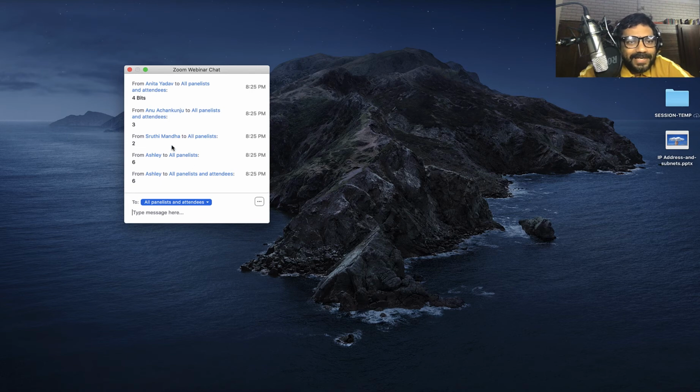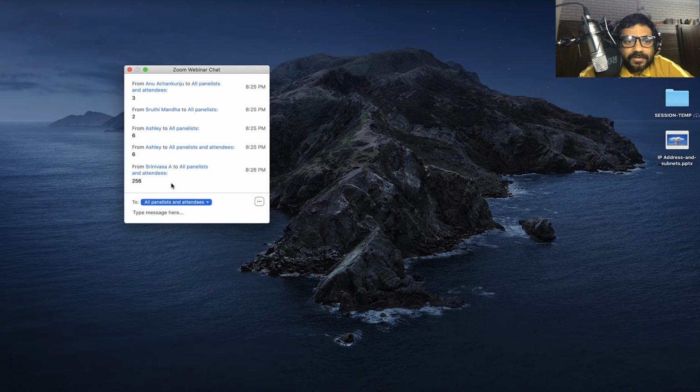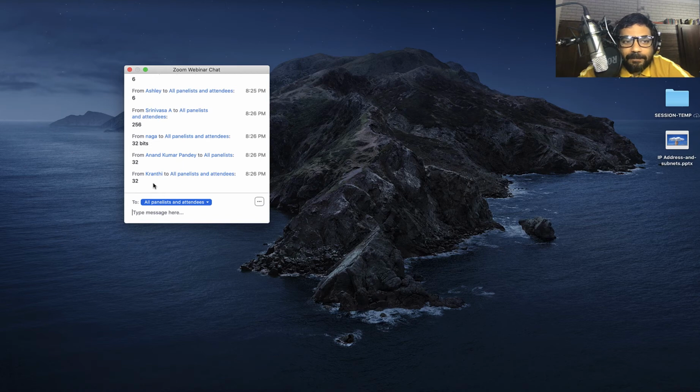Okay, so people are telling 3, 2, 6 and all. How many bits are there in an IPv4 address? We learned just now, right? How many bits are there in an IPv4 address? Not 256, 32 bits. Okay, 32 bits are there in an IPv4 address.